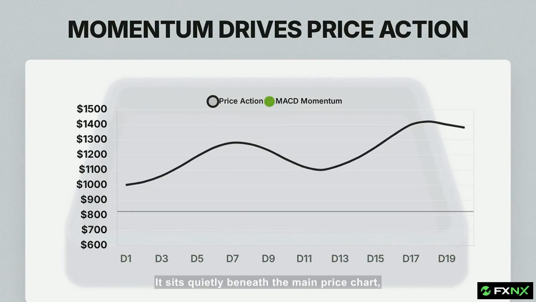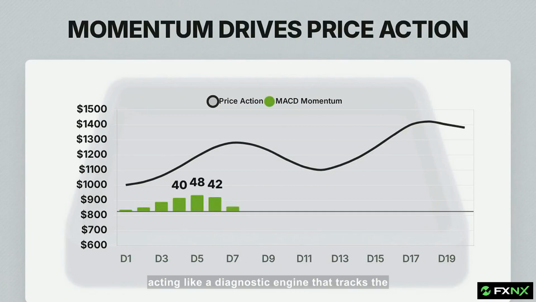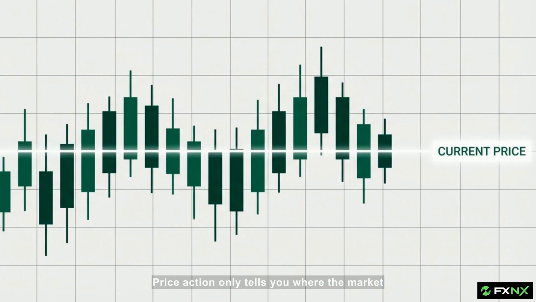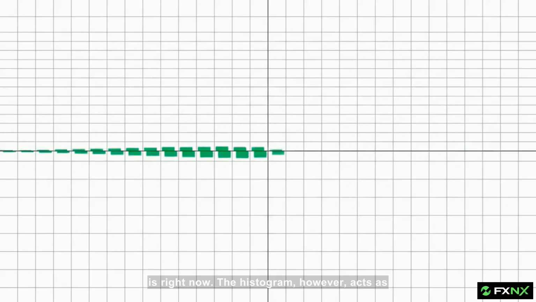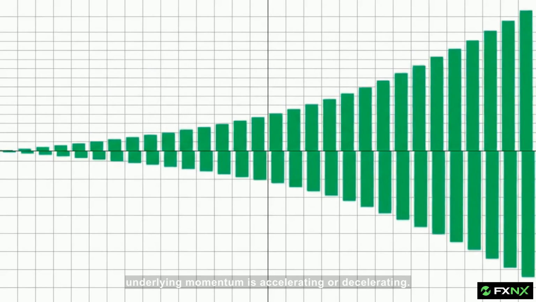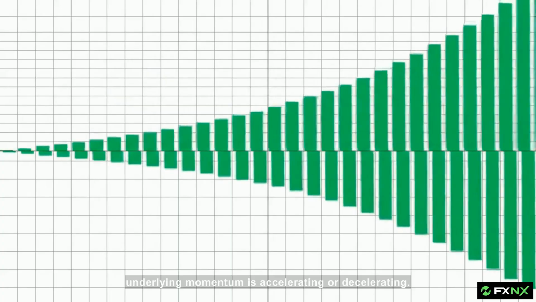It sits quietly beneath the main price chart, acting like a diagnostic engine that tracks the invisible forces pushing and pulling the market. Price action only tells you where the market is right now. The histogram, however, acts as a leading indicator, revealing exactly how fast the underlying momentum is accelerating or decelerating.